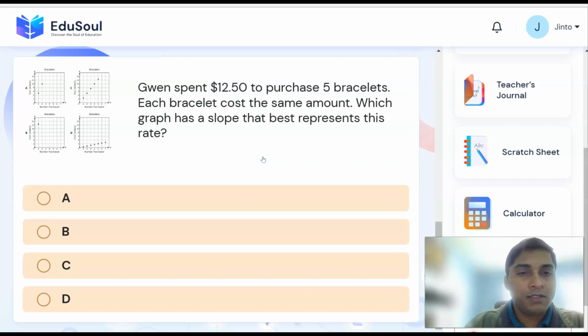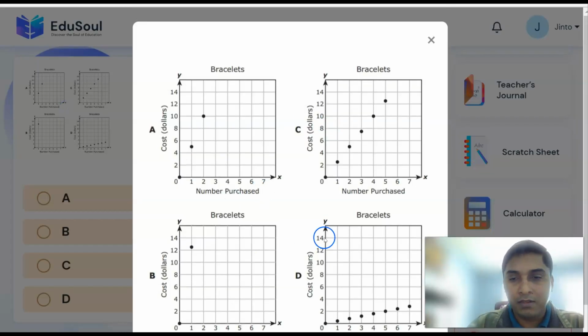We're going to look at another 8th grade STAR test question, a state assessment question. Gwen spent $12.50 to purchase 5 bracelets. Each bracelet costs the same amount. Which graph has a slope that best represents this rate? And they have given A, B, C, D, 4 graphs over here.